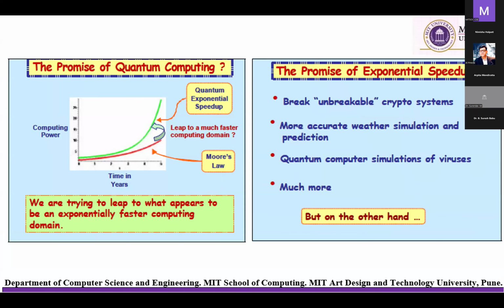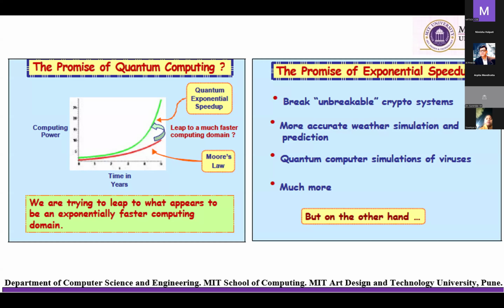The image contains an exploration of quantum computing and its promise. As you can see in this slide, the left side, the promise of quantum computing. Quantum exponential speedup is represented as a leap to a much faster computing domain compared to classical computing. The graph compares computing power over time, showing an exponential rise in power with quantum computing, potentially surpassing classical methods, Moore's law.